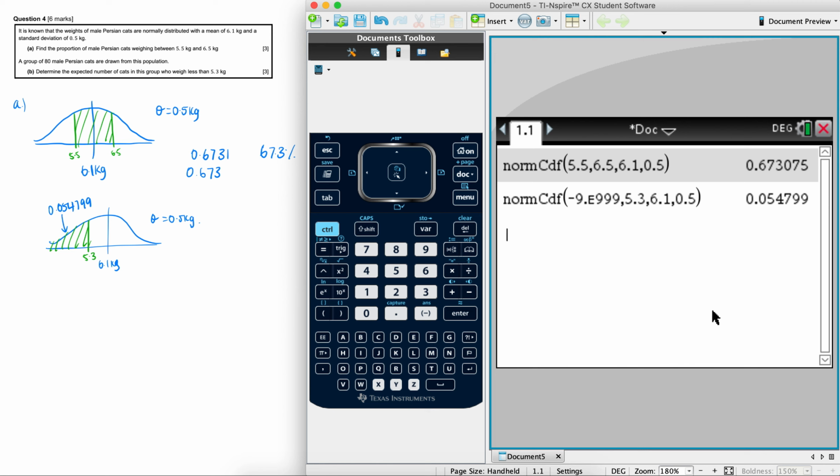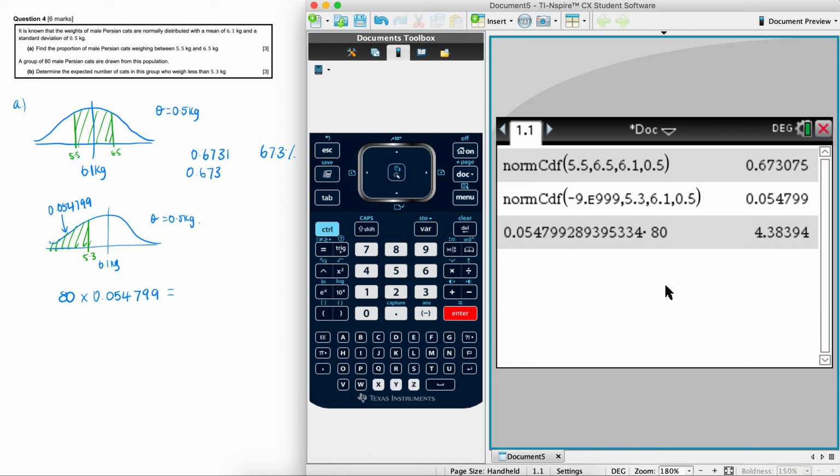And I'm going to keep it fully accurate because I've not yet finished the question. So I want to know the expected number of my 80 that fit into this range. So I'm now doing 80, which is my sample size, times 0.054799, and that will tell me how many of that sample of 80. So essentially I'm finding out like 5% of that 80. So 4.38, and that's how many cats I would anticipate in my sample.